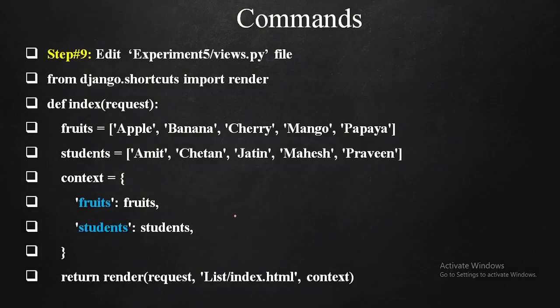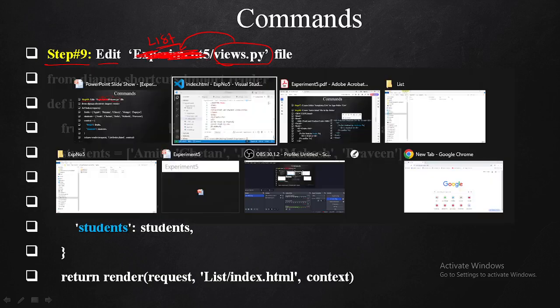Next is step number 9. Edit the views.py file. Where is it? It is inside the app folder. It should be in the app folder list. It is not in experiment 5. It is inside the list folder. It is there.